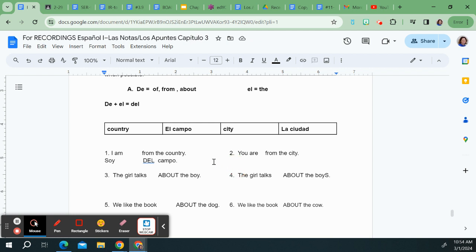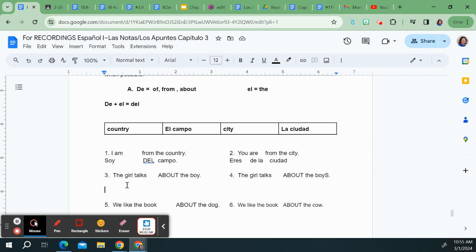If you are from the city, that would be eres, whoops, de la ciudad. Now here we have de right next to la. De plus la gives you nothing. You just leave it alone. It's just de la. We're going to do one more and then we're done with this mess.